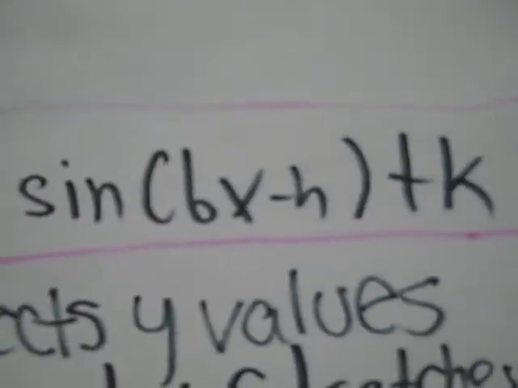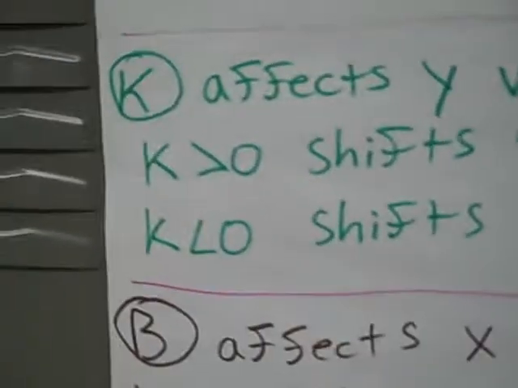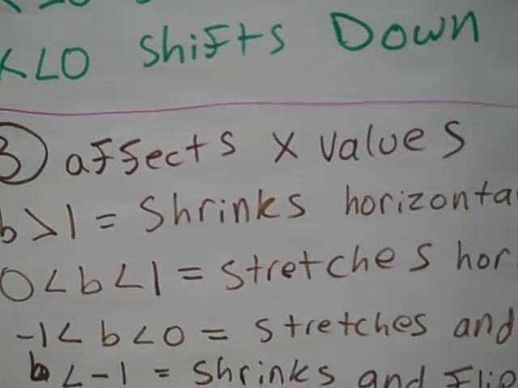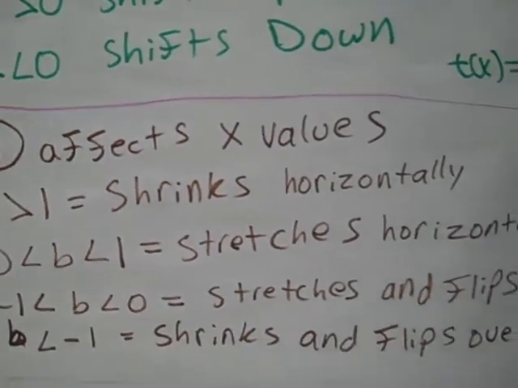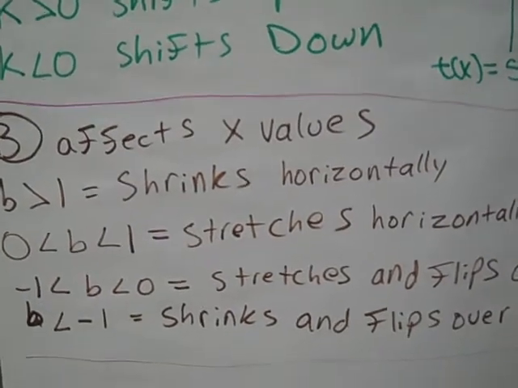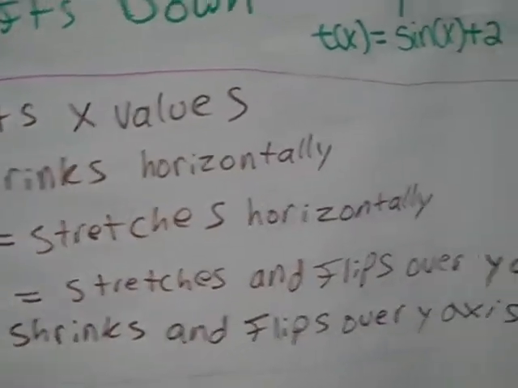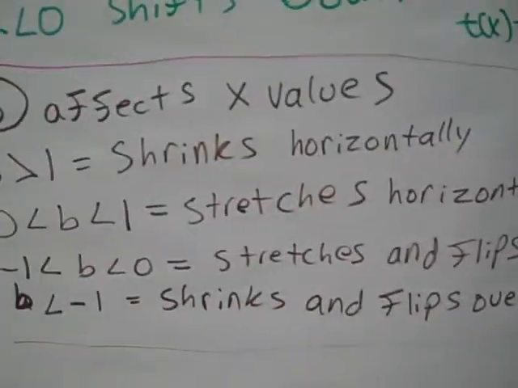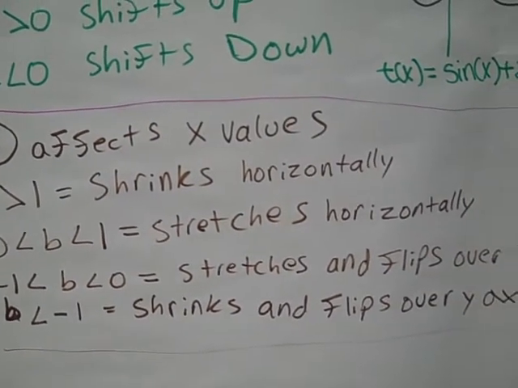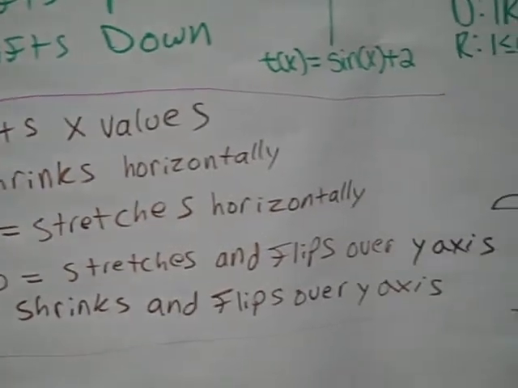And then when b is changed, it will affect the x values. When it is greater than 1, the graph will shrink horizontally. When it is a fraction, it will stretch horizontally. And when b is a negative fraction, it will stretch and also flip over the y-axis. And when b is less than negative 1, the graph will shrink horizontally and also flip over the y-axis.